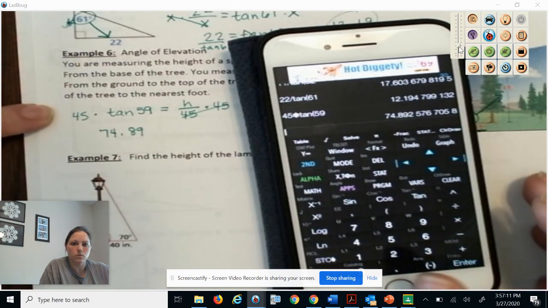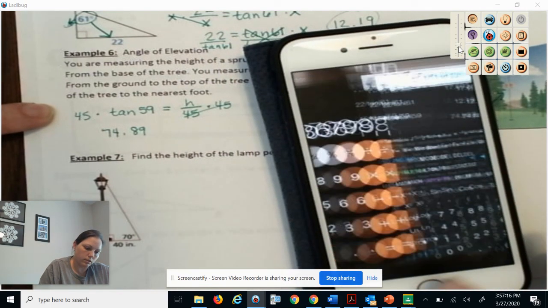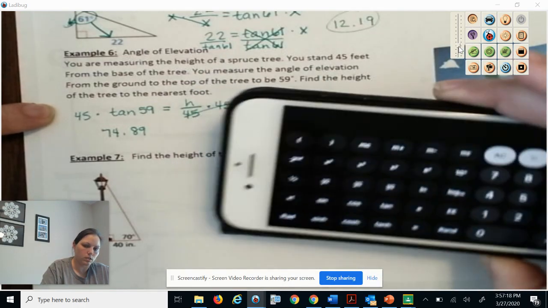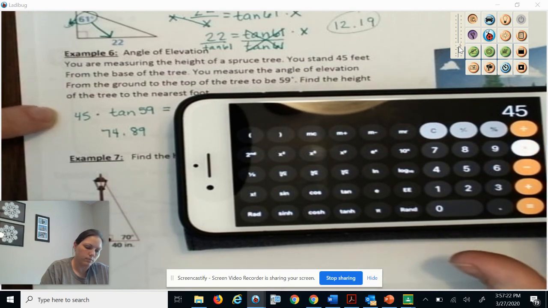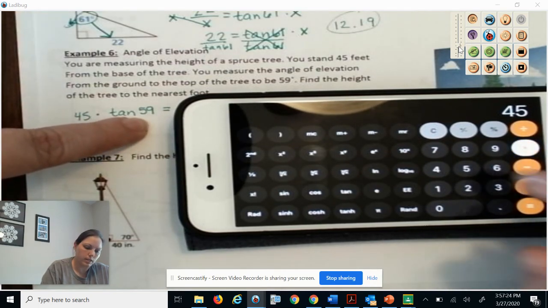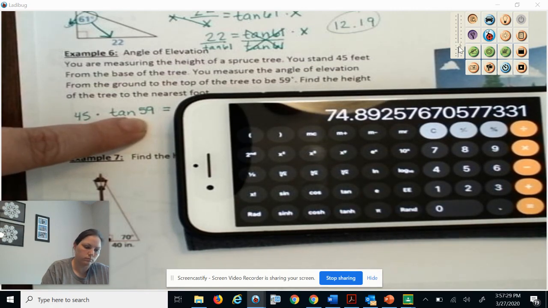74.89. And I'm going to show you on the other calculator as well, just to get used to it. 45 times, this time, our tangent of 59, so we're going to put 59 first and then tangent, equals. We get the same answer.